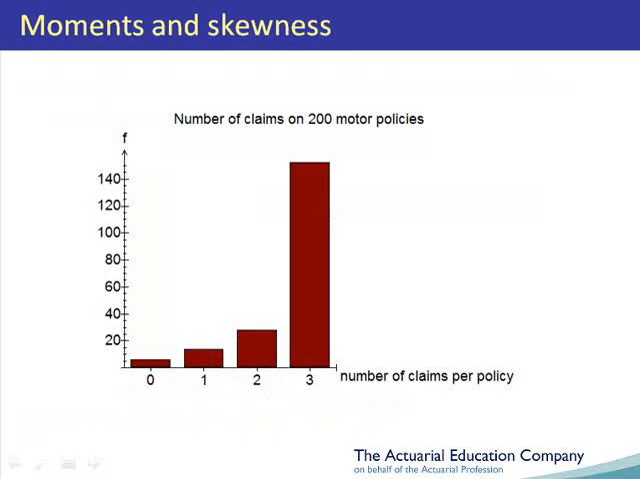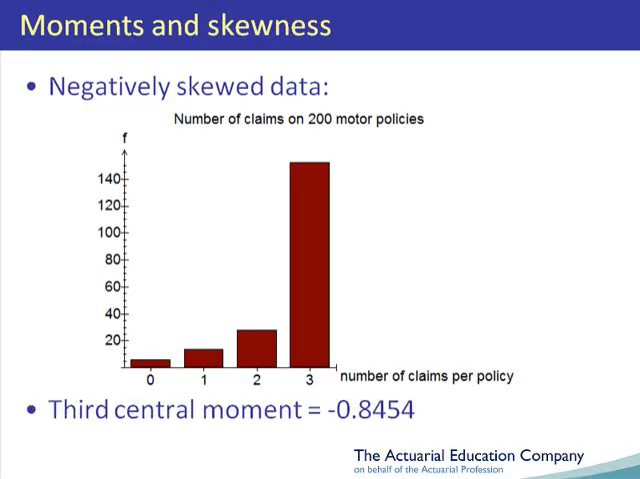In the second bar chart, the opposite is the case. Here the sample data has a long tail to the left. Here we say that the data are negatively skewed. If we calculate the third central moment for these data, we obtain a value of minus 0.8454. It has to be said that motor claims data is very unlikely to follow this sort of distribution.